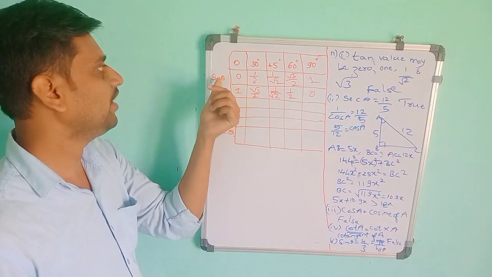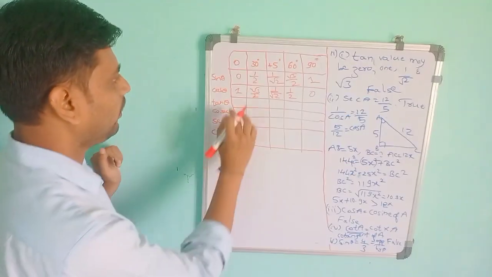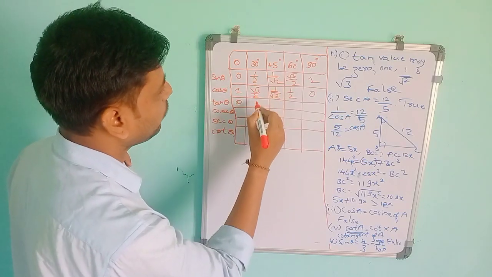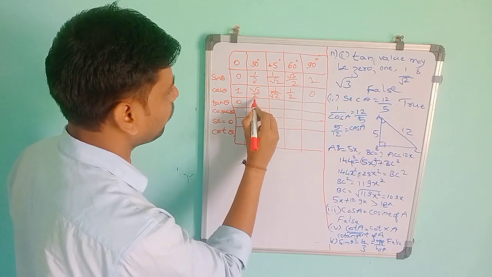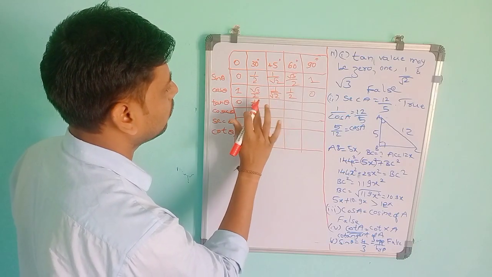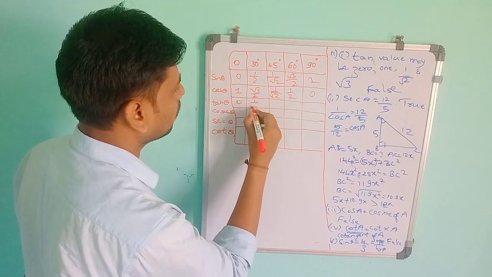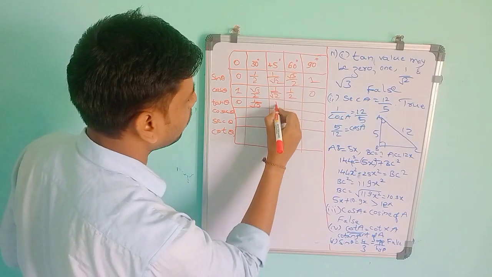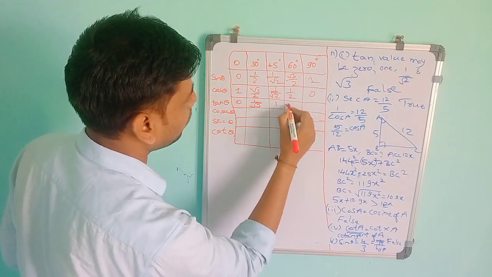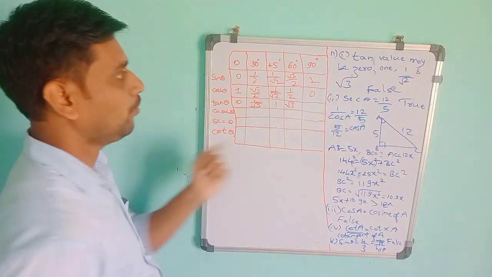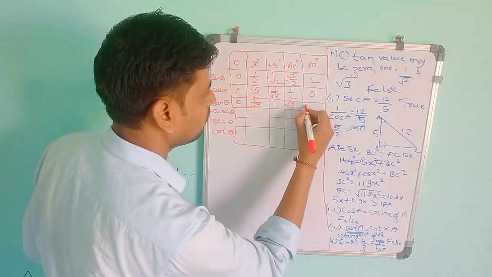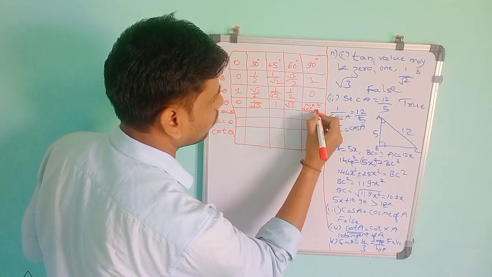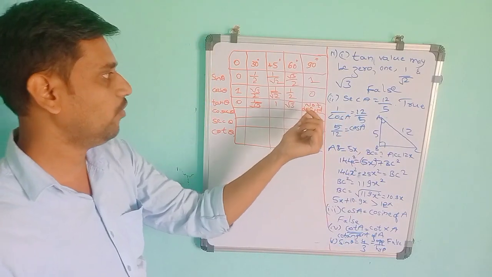When we know sin theta and cos theta, we can find the tan theta, because tan theta is sin by cos. Tan 0 is 0 by 1. Then 1 by 2 over root 3 by 2 means 1 by root 3. 1 by root 2 over 1 by root 2 becomes 1. Root 3 by 2 over 1 by 2 becomes root 3. This one is 1 by 0, which is not defined, because 1 by 0 is nothing but no value, it is infinity. So you can write that value as not defined.